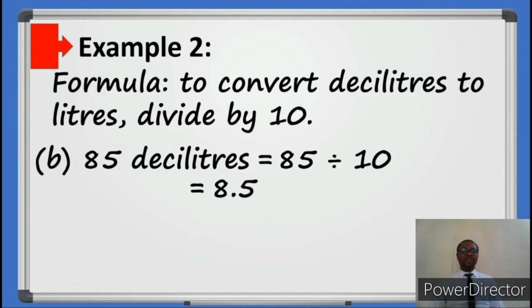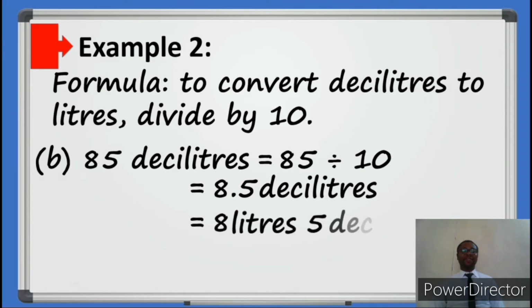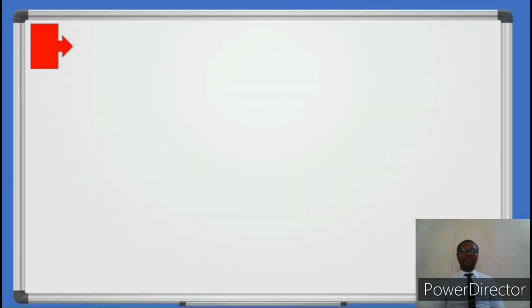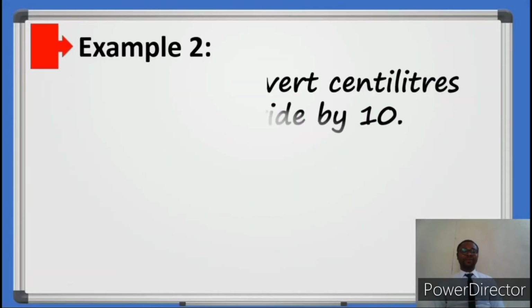So this is 8.5 deciliters. How do we write it in liters and deciliters? 8.5 deciliters will be 8 liters, 5 deciliters. That's the final answer. So 85 deciliters is equal to 8 liters, 5 deciliters. Let's take the next question, example 2c.